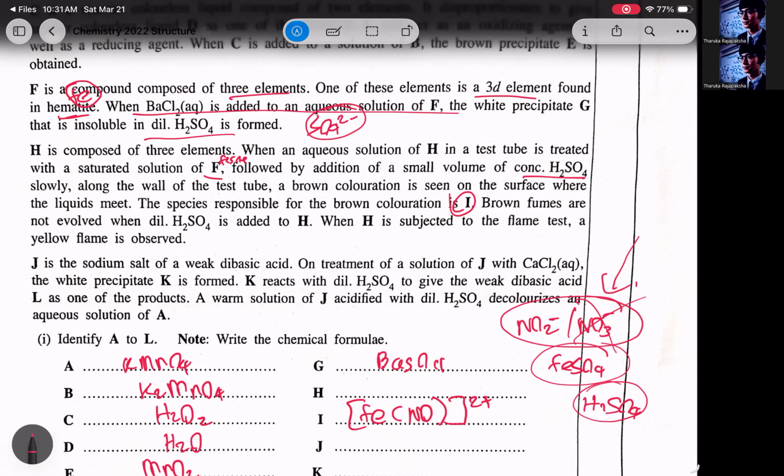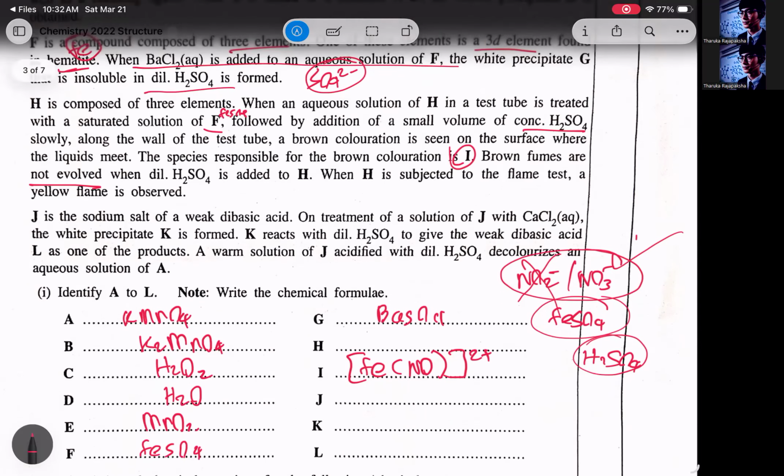So it can't be nitrite. It should definitely be nitrate. Sorry, not evolved, my bad. Not evolved means it should be nitrate, not nitrite. Because nitrite, when you add dilute H+, brown color gas called NO2 is evolved. So they are saying not evolved. Not evolved, you can eliminate that, right?